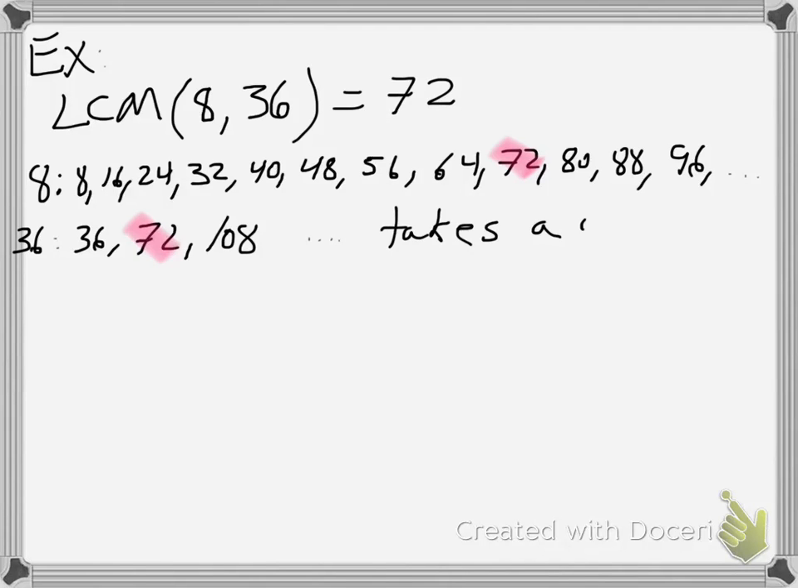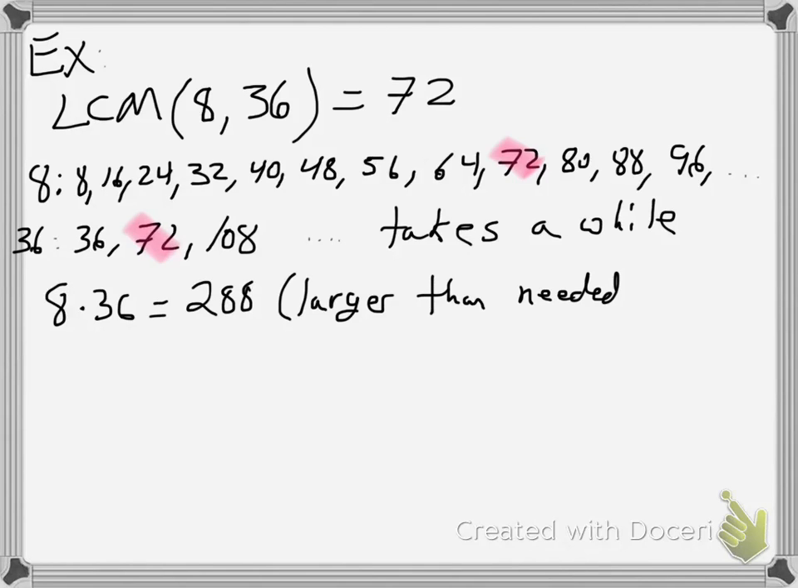Okay, so this takes a while, and we're trying to save you some time. Another common method that we use is we just multiply the two numbers. So 8 times 36 is 288, and that's a little bit larger than we probably want to deal with. Big numbers can kind of be scary, so we'll try to keep it smaller. I would rather deal with 72 than 288, and I like small numbers, so I would go with the 72.